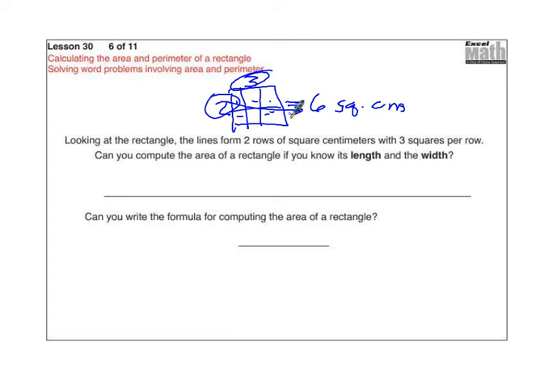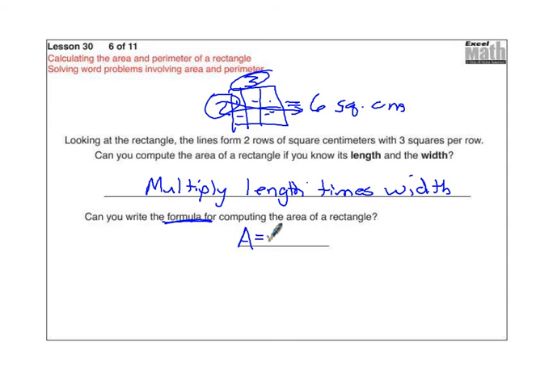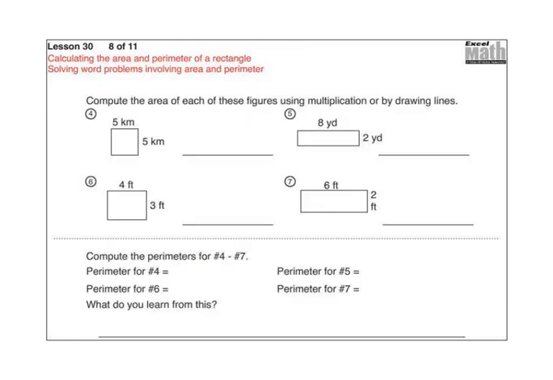The way that you would do that is you would multiply the length times the width, right? Now how do we write a formula for that? Everybody write area is equal to length times width. Area is length times width.